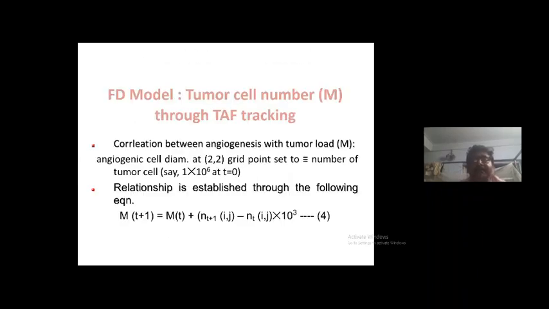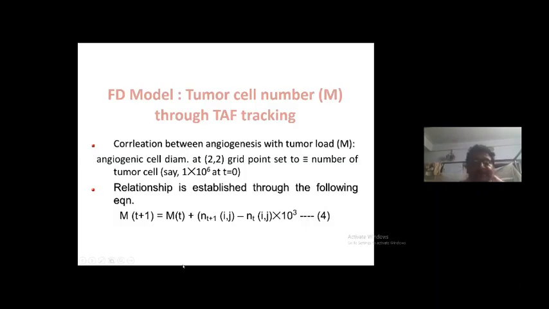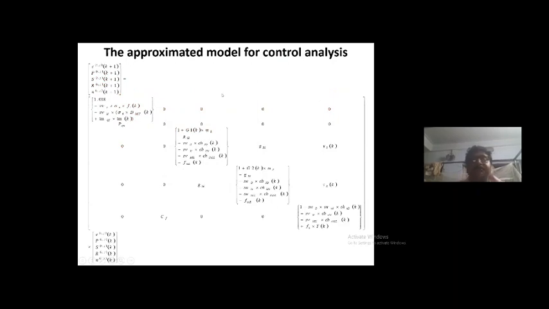And another thing is the tracking. I told you that TAF is being considered, and TAF has been introduced in the model, where the grid system is considered for position, and that position corresponds to a number of cells in the tumor, and the distance. TAF is being calculated through the number of tumor cells.